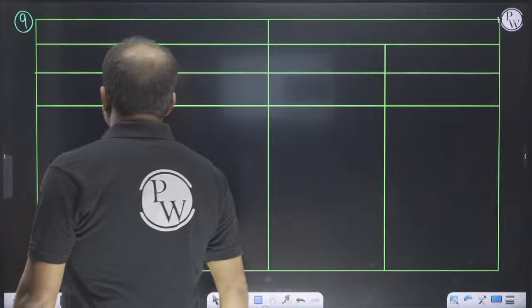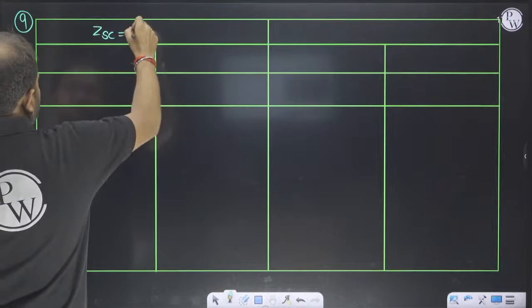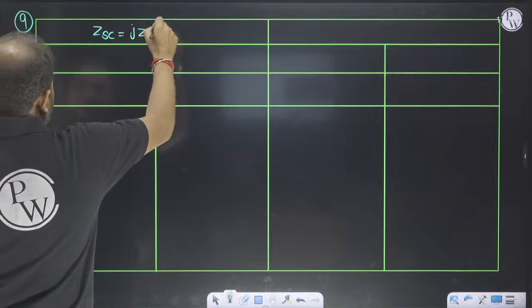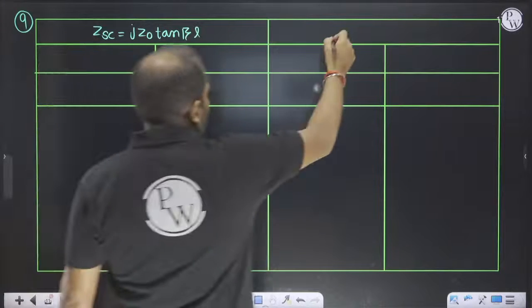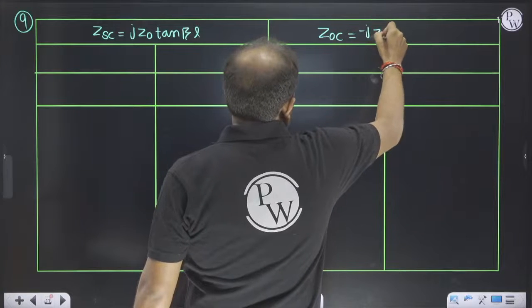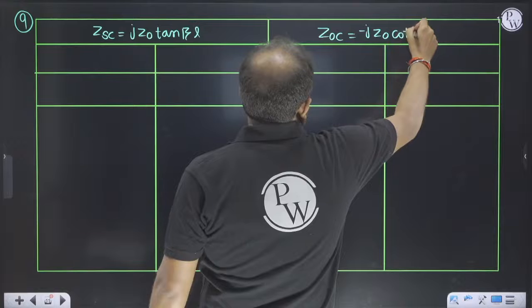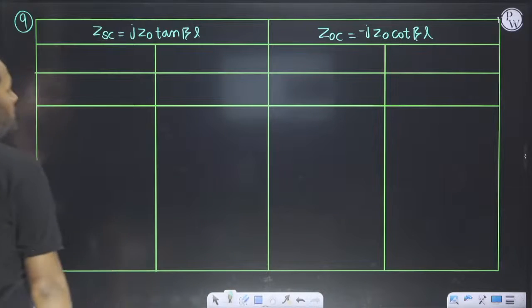So this is for short circuited. Short circuited is jZ0 tan βL. And this is for open circuited. Open circuited is minus jZ0 cot βL.